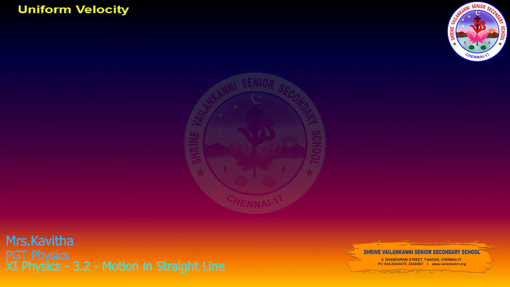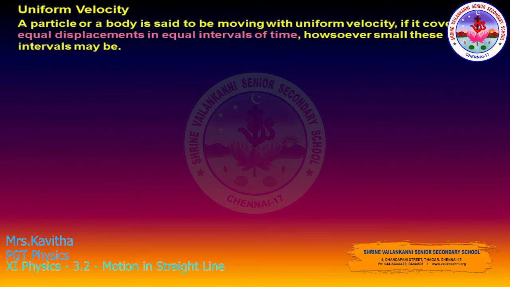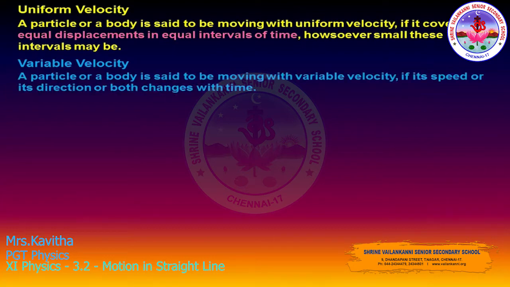What is uniform velocity? As with uniform speed, but here with the direction. A particle or a body is said to be moving with uniform velocity if it covers equal displacements in equal intervals of time, even when we observe small intervals. What is variable velocity? A particle or a body is said to be moving with variable velocity if its speed or its direction or both change with time.